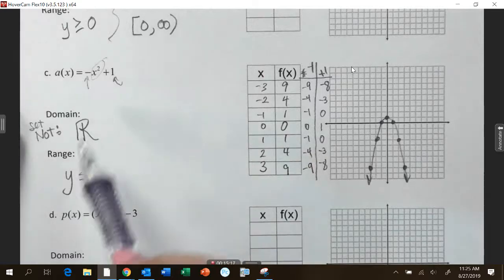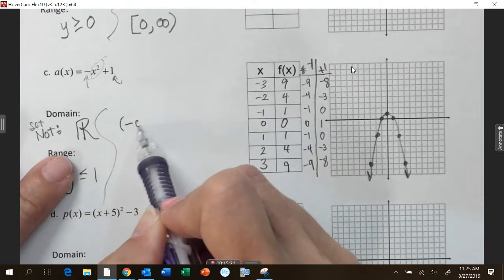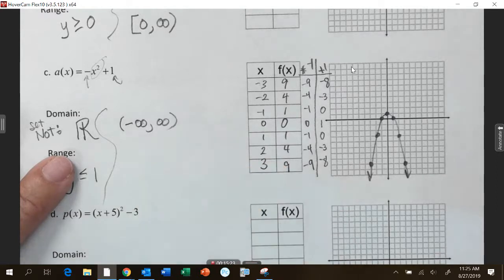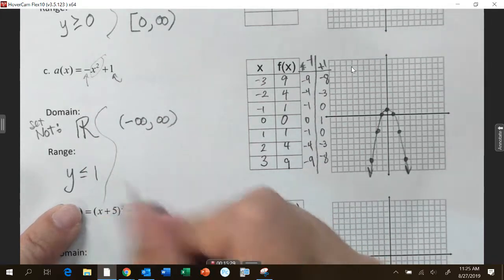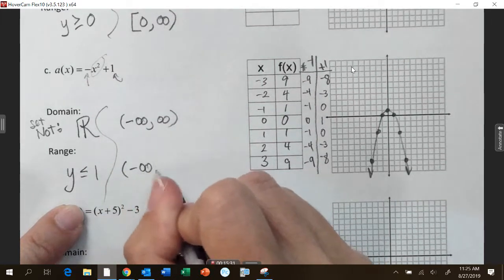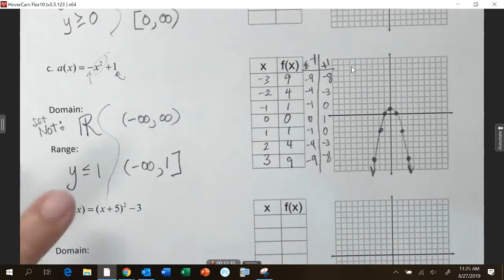So that's set notation. Interval notation for all reals goes from negative infinity to positive infinity. Not equal to infinity, so parentheses. Range, it goes all the way down to negative infinity, comes up to 1, and is equal to 1, so bracket. So that's what the interval notation would look like.